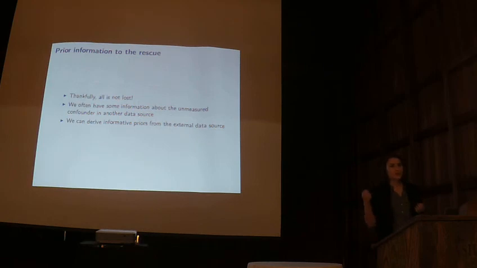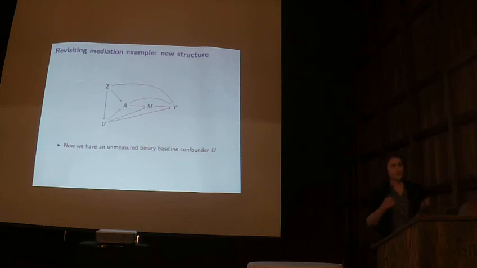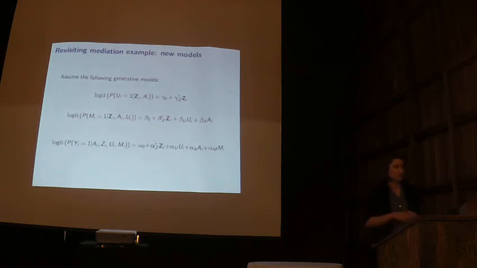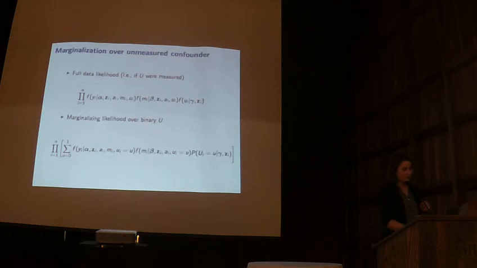So we're getting informative priors from some other data source that are going to help us figure out how much our uncertainty needs to increase because we're missing this key unmeasured confounder. So now we're in the same setting, except we're worried about this unmeasured confounder U. I'm going to assume it's binary here. So assume the following generative models: you've got a logistic model for U, and U shows up in the M and Y models as well. That's where we're getting these troubles from.